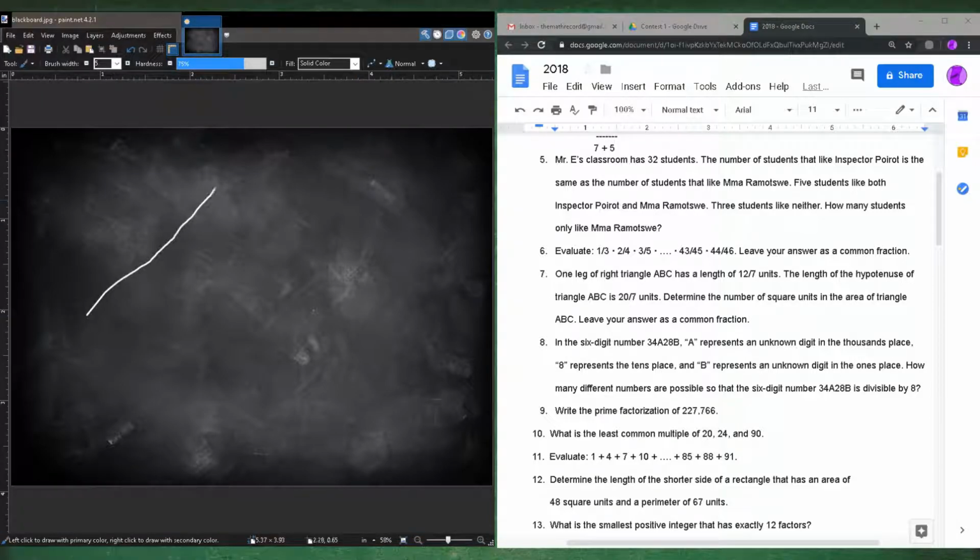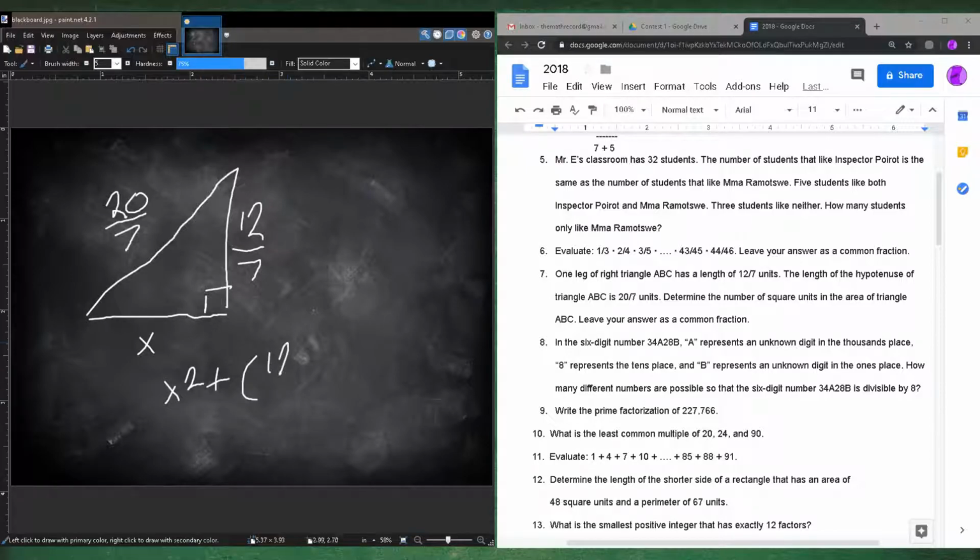So usually for geometry questions, you could always draw a picture of a right triangle. Since it's a right triangle, we have a right triangle here. One of the legs is 12 over 7, so it doesn't matter, just choose a side. So let's just choose this one. And the hypotenuse is 20 over 7. So you could use the Pythagorean theorem. Let's label this x, so x squared plus 12 over 7, the other side length, squared, is equal to the hypotenuse squared.